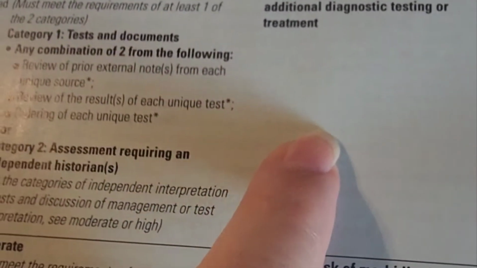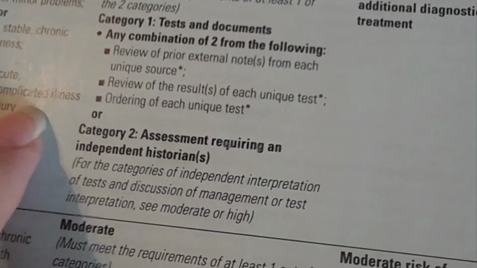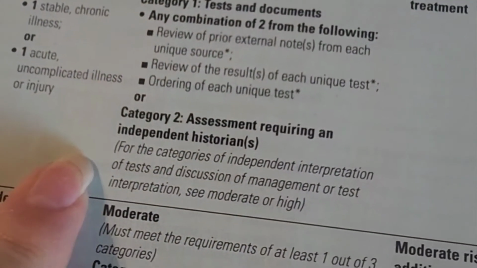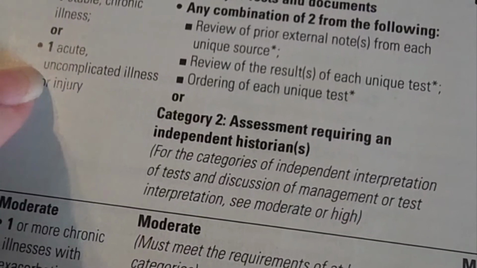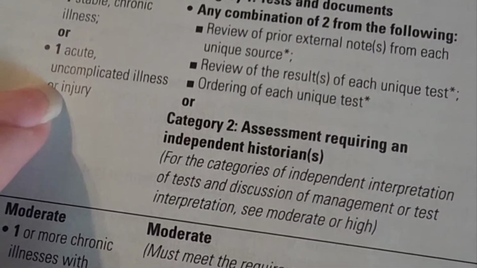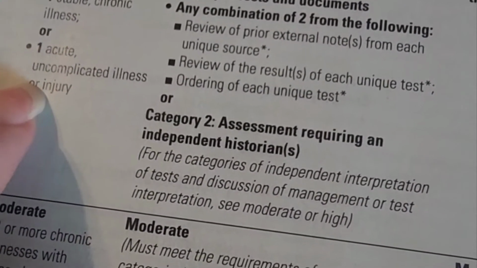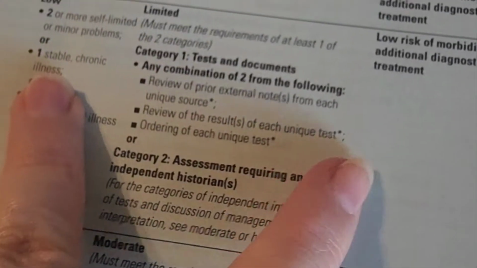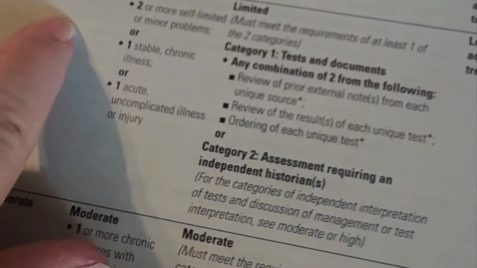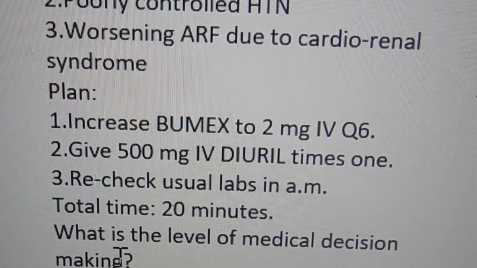If you wanted to answer this one without using the body system count method, you could talk about having 1 new acute uncomplicated illness, which is the migraine, and ordering a diagnostic test or treatment to go along with this. So we had those issues which line up with our low level.